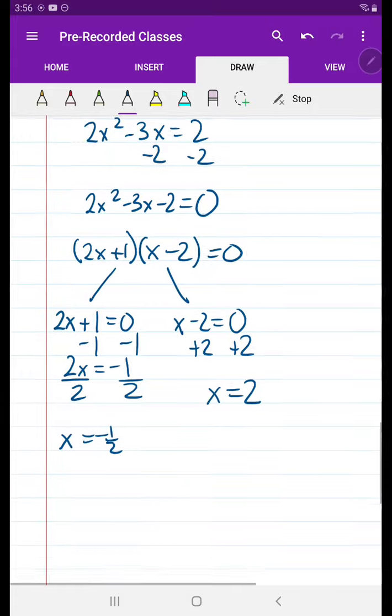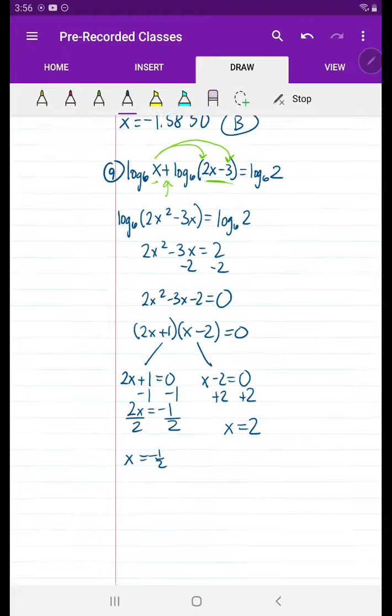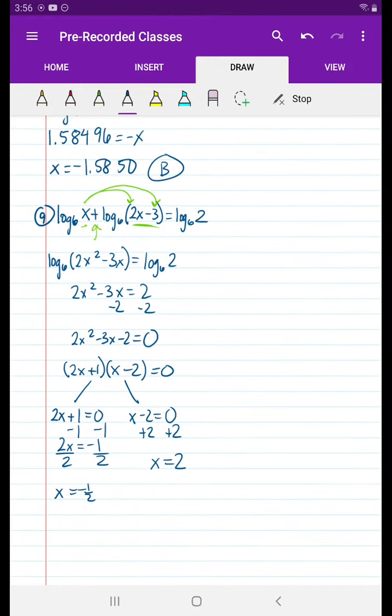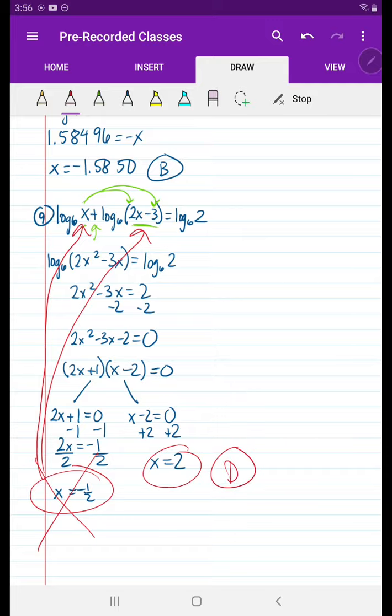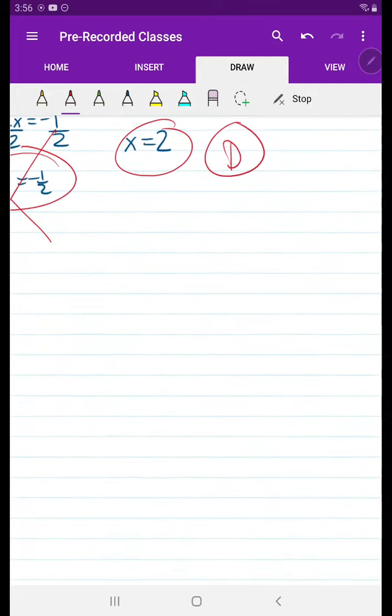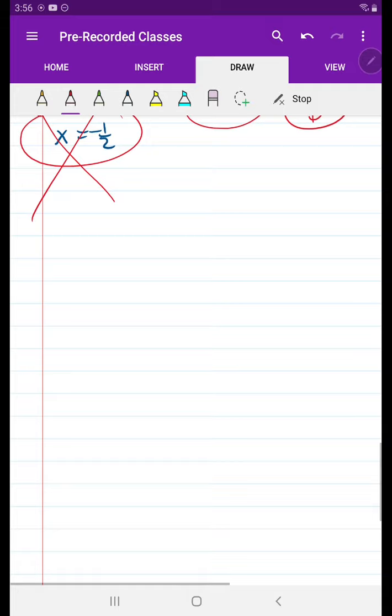So if I look back at the original problem, if I take this x equals negative 1/2 and throw it in, that's going to make that argument negative, and it'll also make that argument negative. So x equals negative 1/2 doesn't work. So my only solution is going to be x equals 2, which is going to be answer choice D. So our last problem, number 10.